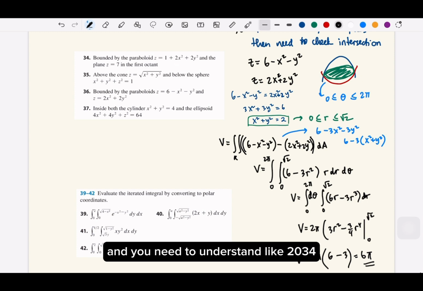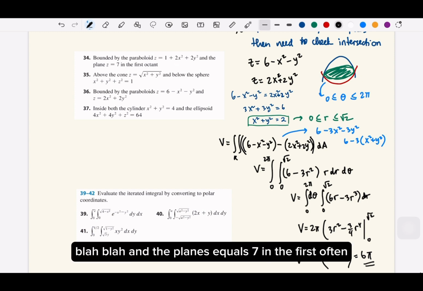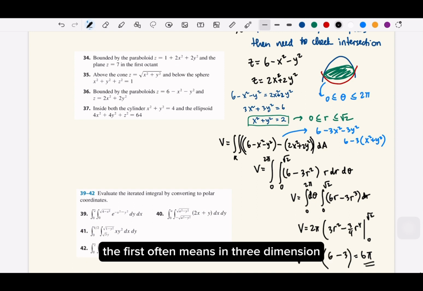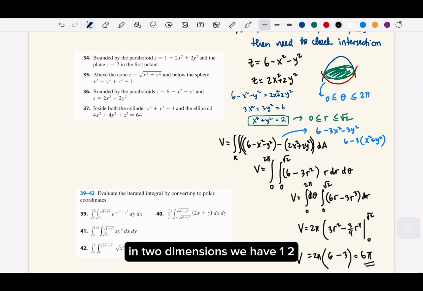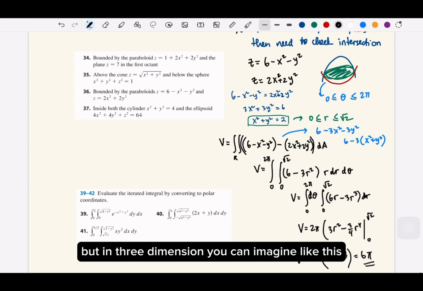And you need to understand maybe 34, paraboloid and so on, in the plane z equals 7 in the first octant. The first octant means in 3 dimensions we have 8 spaces. In 2 dimensions we have 4. If we remember, in 2 dimensions we have 1, 2, 3, 4, the quadrants in trigonometry. But in 3 dimensions you can imagine like this, we have 4 spaces, and below is another 4, so 8 spaces.